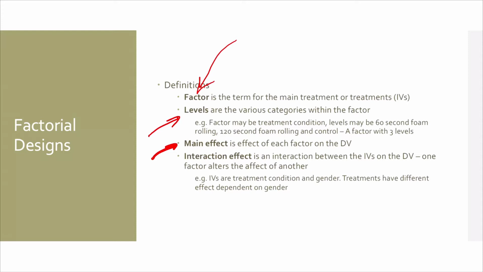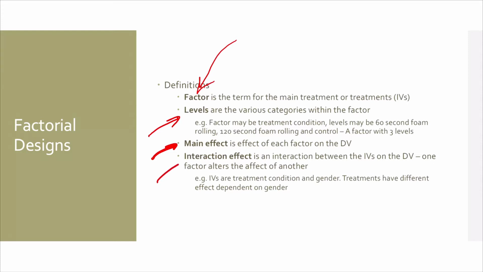So again, if I was looking at foam rollers, 3 different levels, and gender and its effects on some aspect of performance, maybe range of motion, the main effect would look at the effect of gender on range of motion and the effect of treatment group on range of motion. So the main effects look at each factor independently.